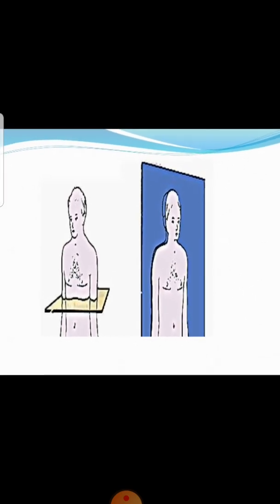Okay, so once again we are going to revise our planes. The plane that will divide your body into two equal halves, right and left, a plane that will pass through the center or midline of your body and cut your body so that it has been divided into two equal halves, a right half and a left half, such a plane will be called the mid-sagittal or median plane.